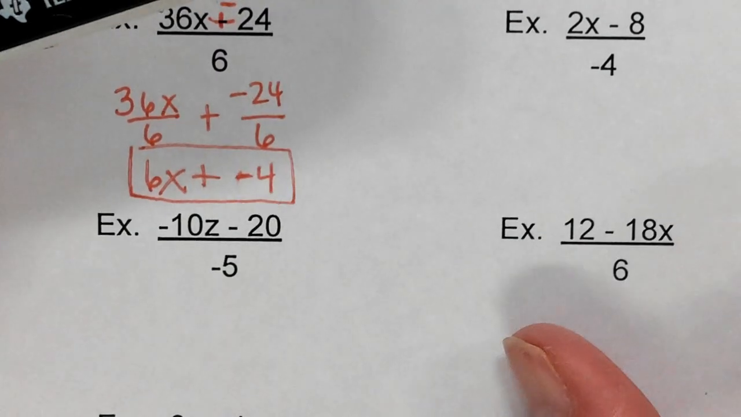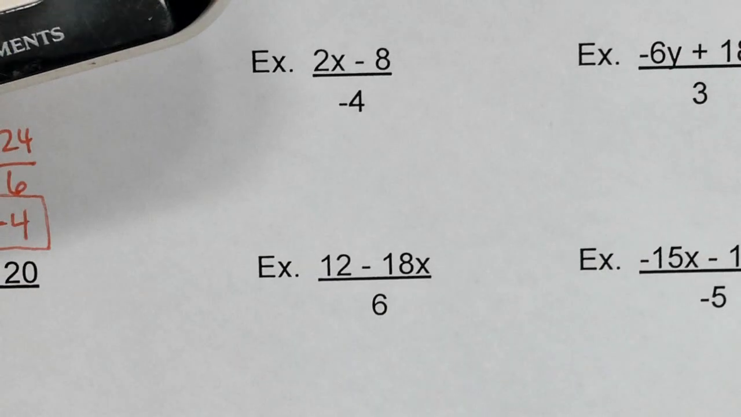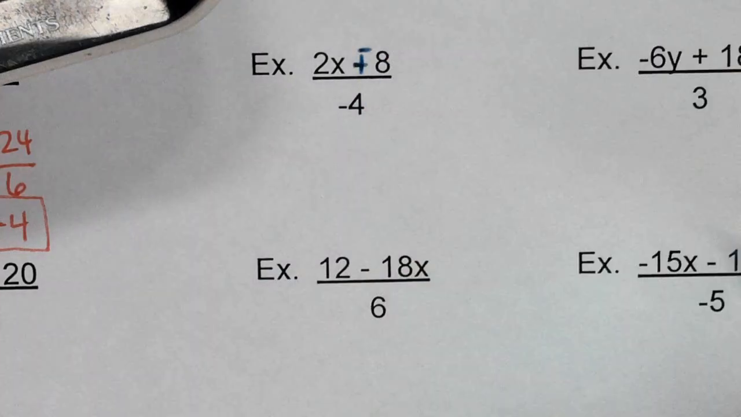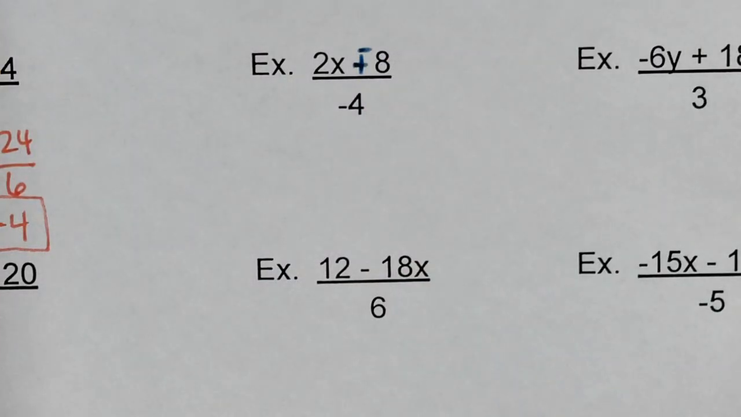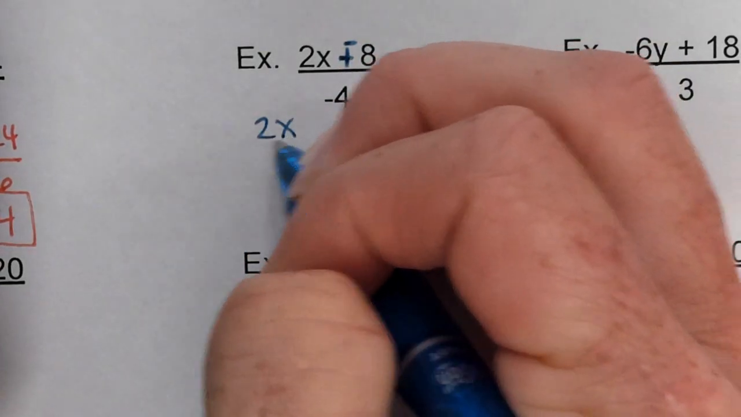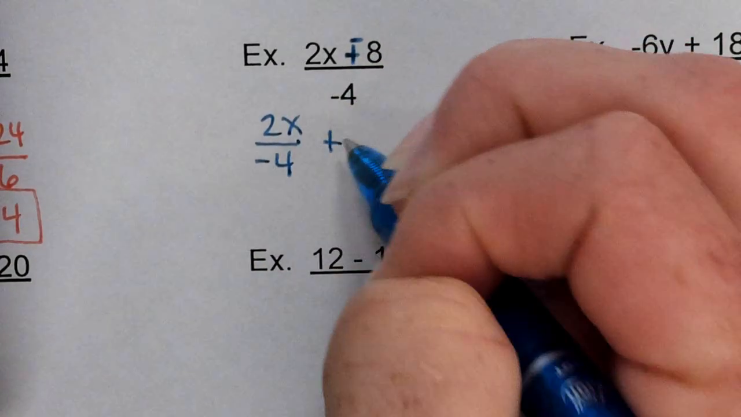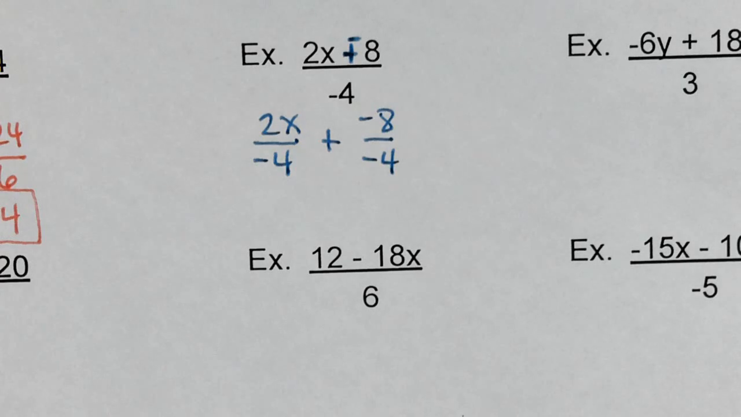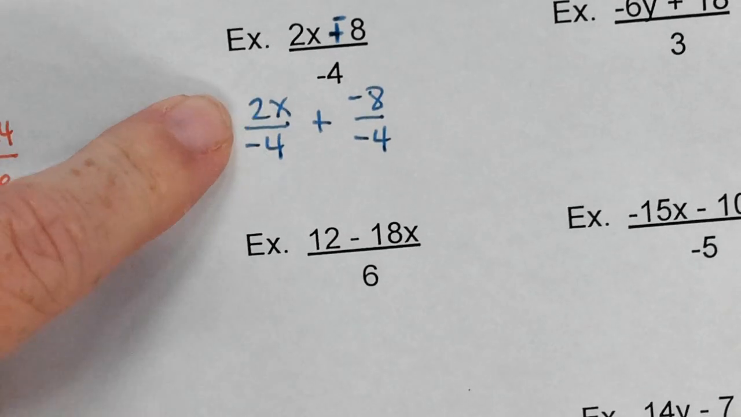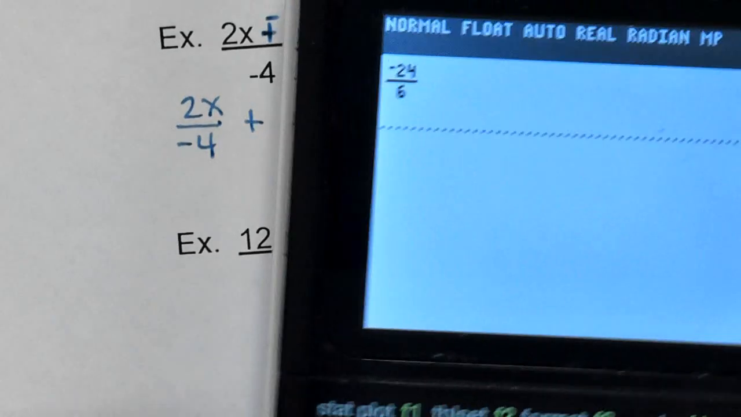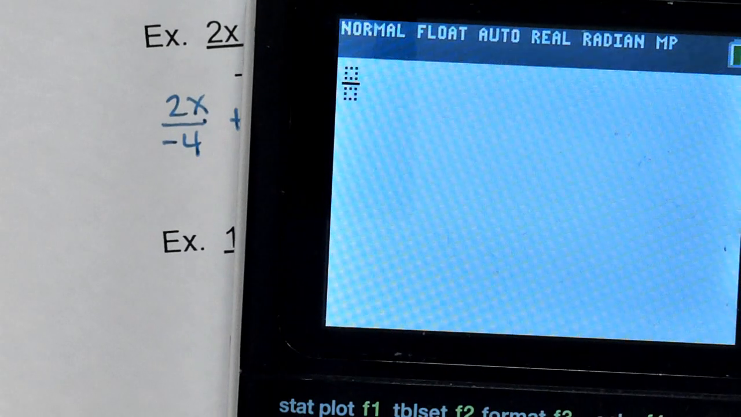Yes? Okay, this one. What am I going to tell you to do first? Change, change. Now I'm going to change the problem and separate the terms. 2x is going to be divided by negative 4 plus negative 8 is going to be divided by negative 4. Now, I want y'all to do this one. I know y'all probably know it, but do it in alpha y equals, and I'll show y'all that it simplifies it for you.